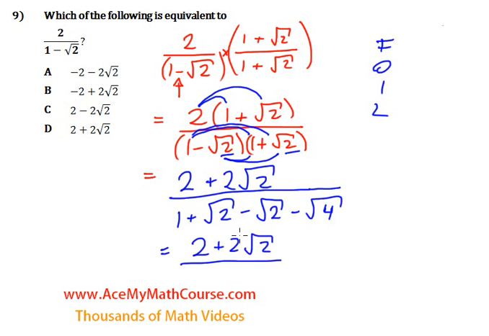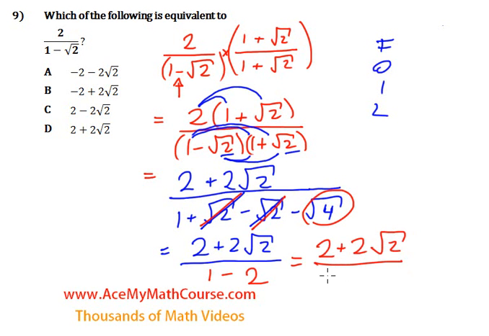Down below, we can cancel these out. Let me pick a different color. Those go. Root 2 minus root 2 is 0. So we end up with 1 minus, now the square root of 4 is just 2. So we end up with 2 plus 2 root 2 over negative 1, because 1 minus 2 is negative 1.